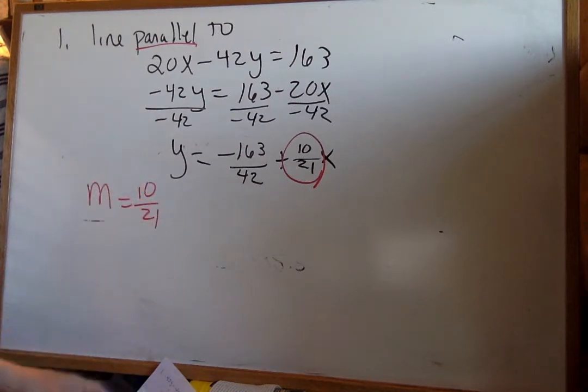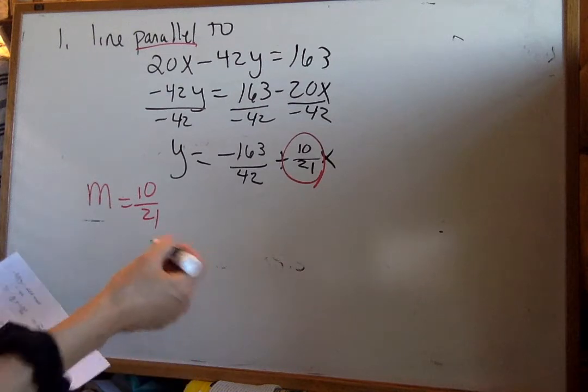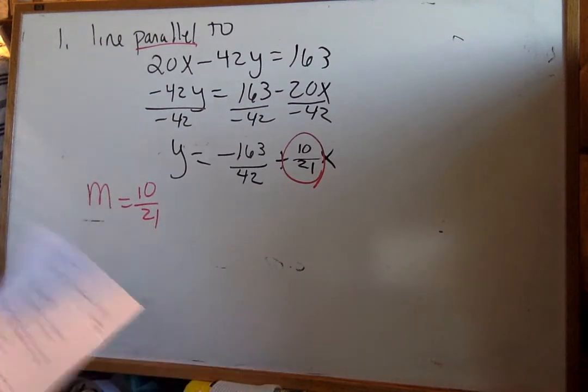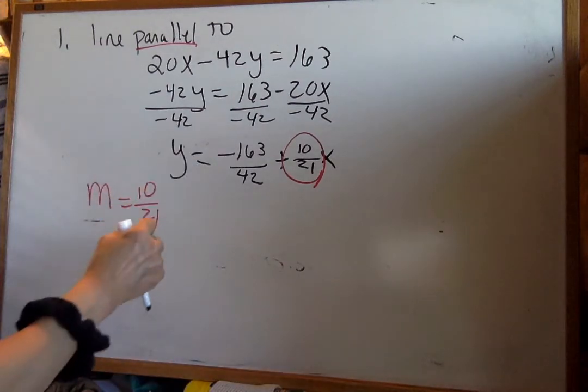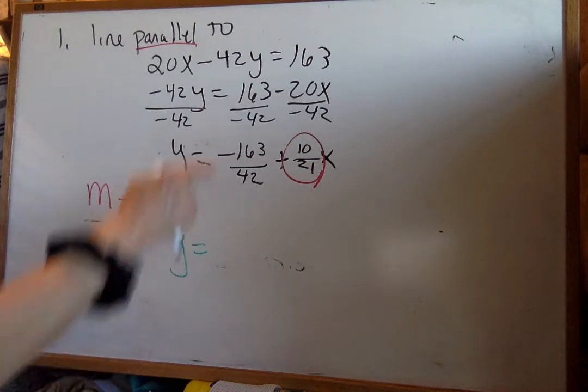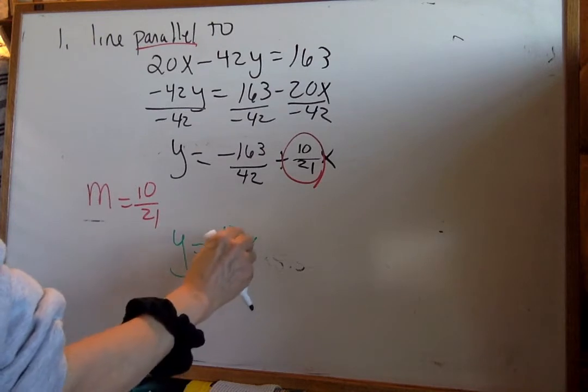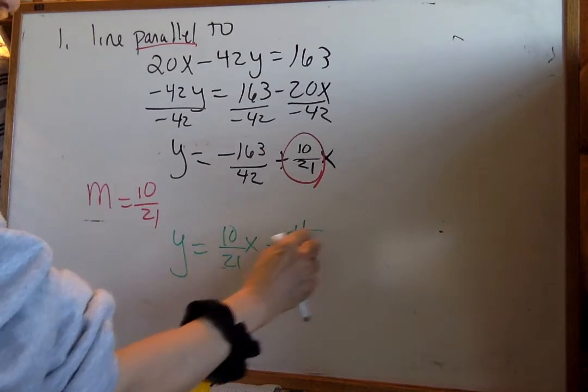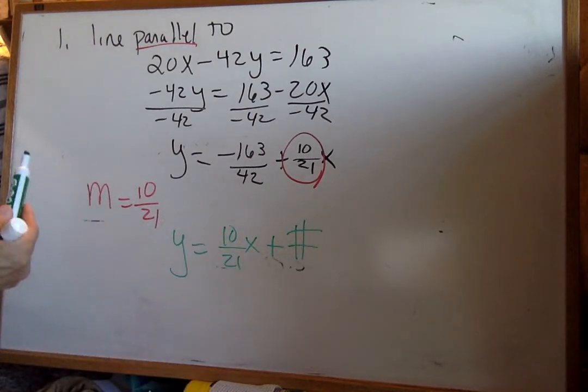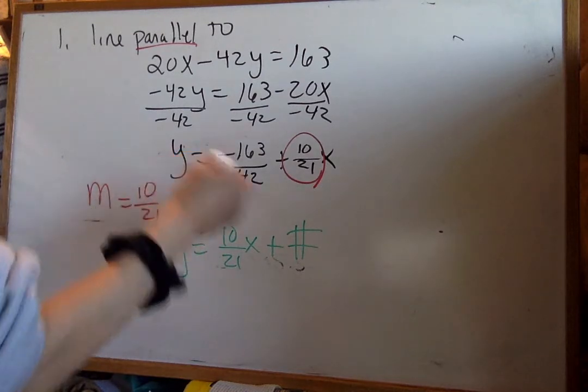Oh, and this problem did not say through a particular point. So our parallel line, then we can just use whatever intercept we want, except for that awkward number. Any number you want there. I don't care what number, infinite answers, except for that.